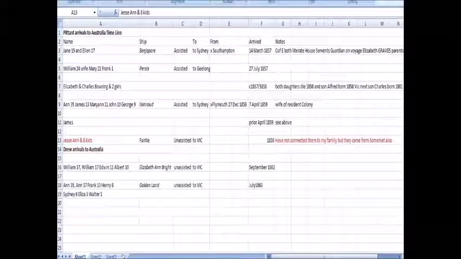The Drew family came out as unassisted. They came on 2 different ships over the space of a year. So they don't all come at the same time, but you can narrow it down by keeping track of who gets here when.